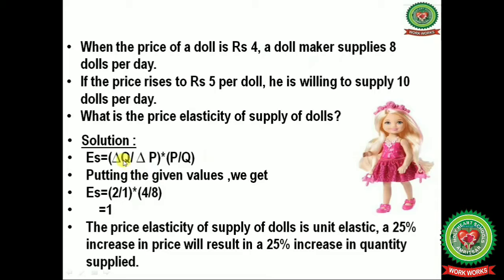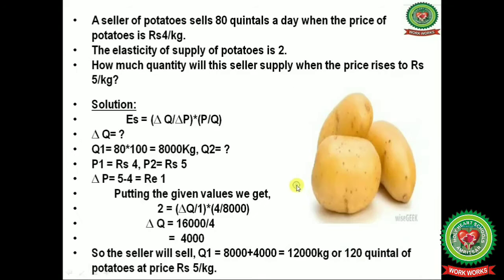Now how can you calculate delta Q? Delta Q is 2, because previously the supply of dolls was 8 and now the supply of dolls is 10. So 10 minus 8 will give you 2, and delta P, that is 5 minus 4, will give you 1, and after calculation you will get the answer 1. This means the price elasticity of supply of dolls is unit elastic. A 25% increase in the price will result in a 25% increase in the quantity supplied.